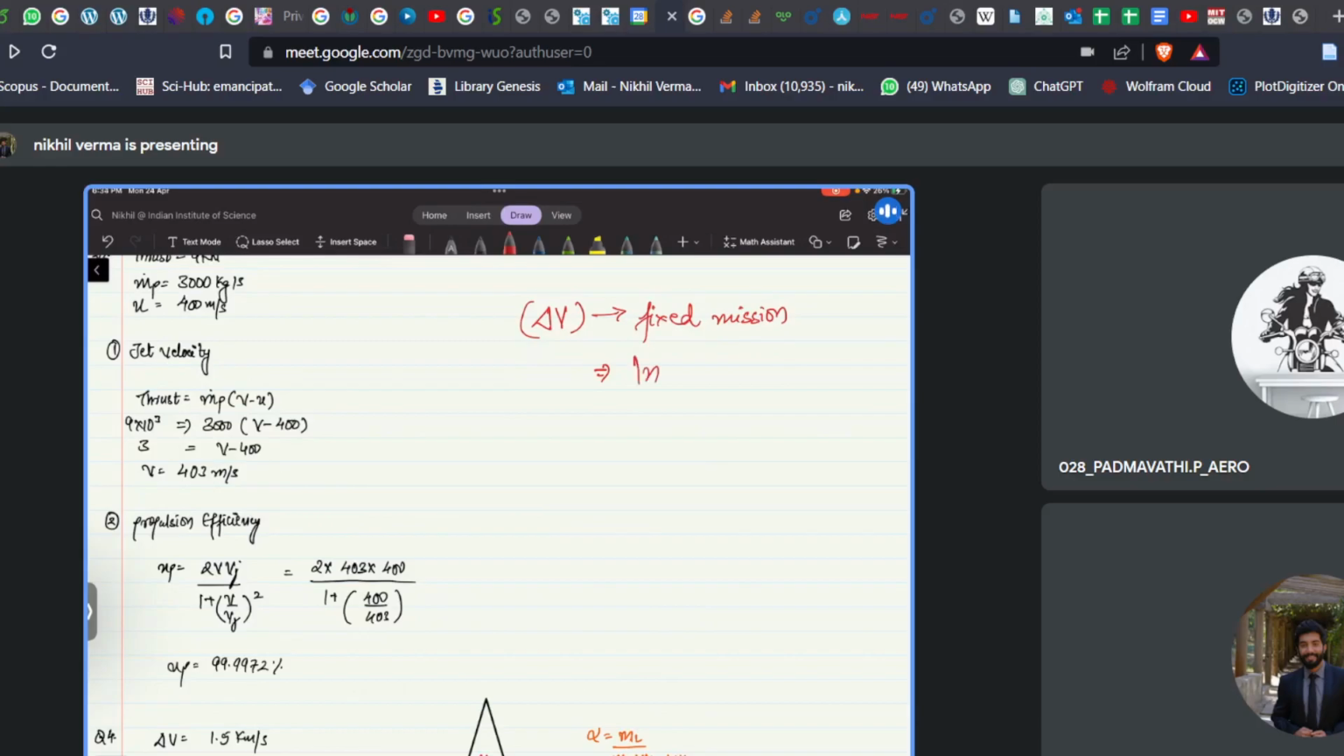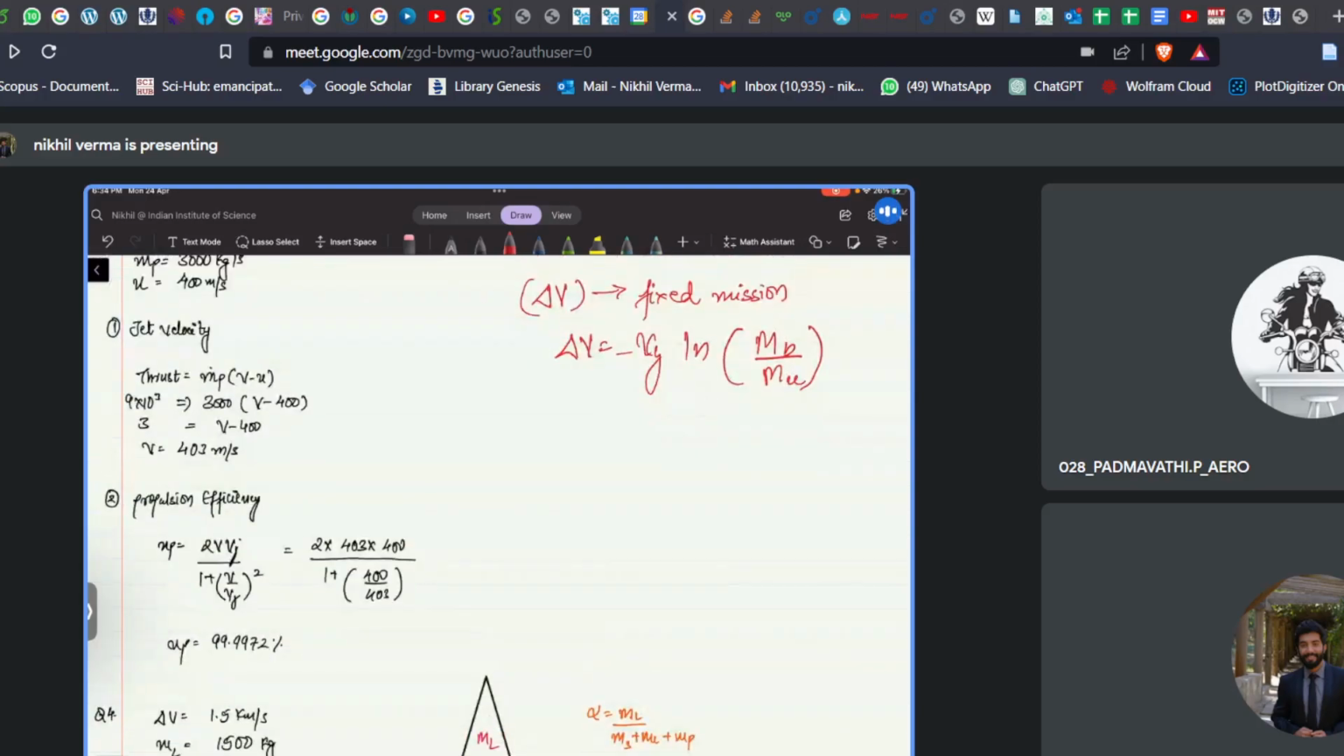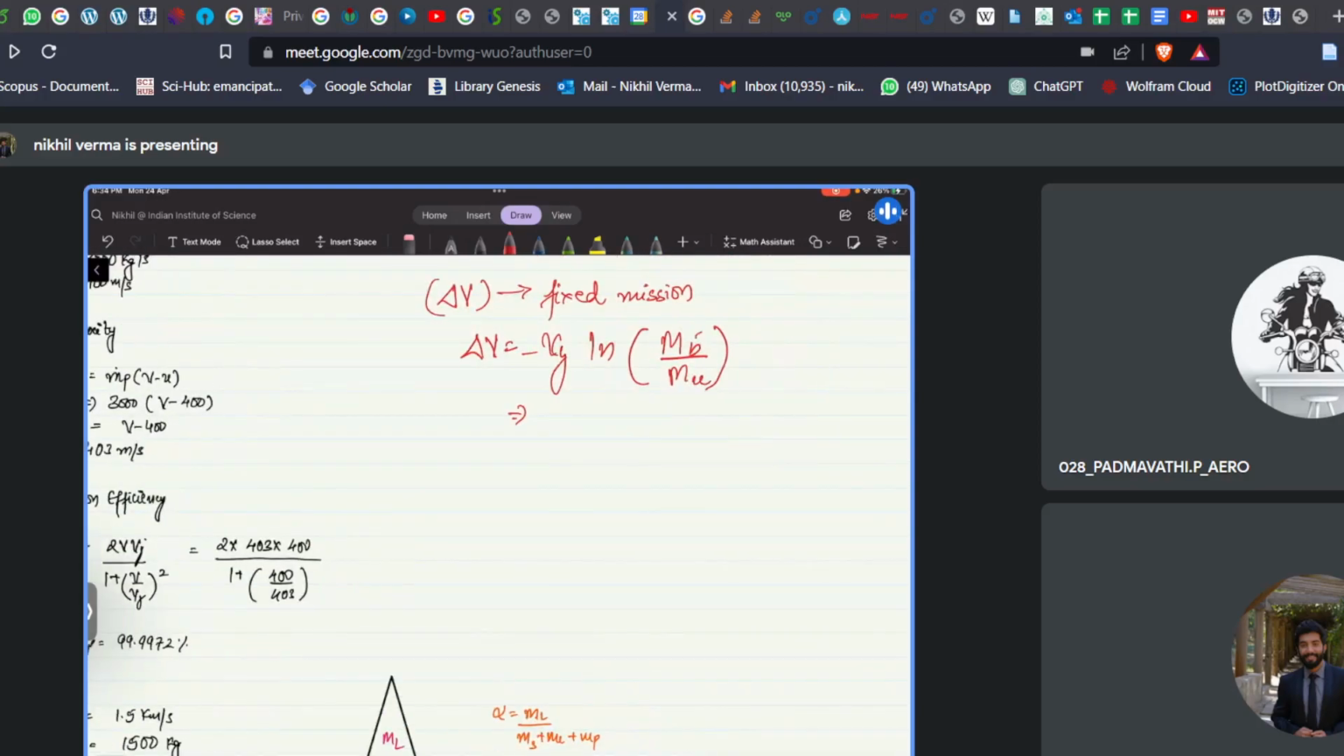So we can use this rocket equation, that is delta V is Vj ln(mu by mb), or rather, minus mb by mu. Okay, so if you have this, mb is your burnout mass and mu is the initial mass.